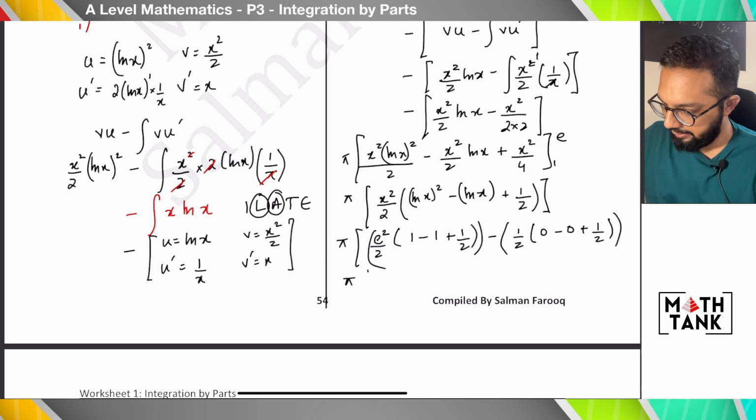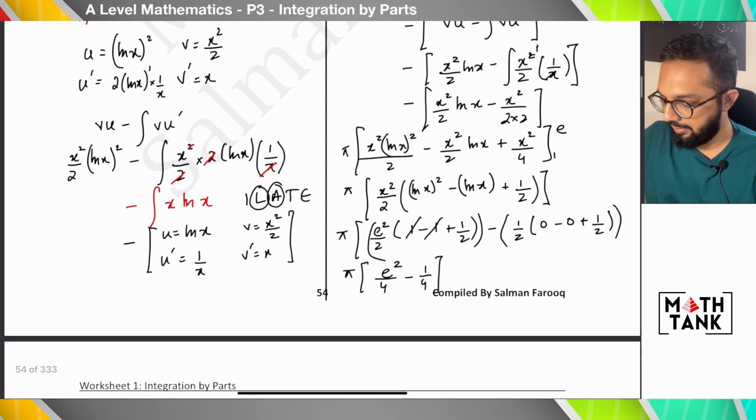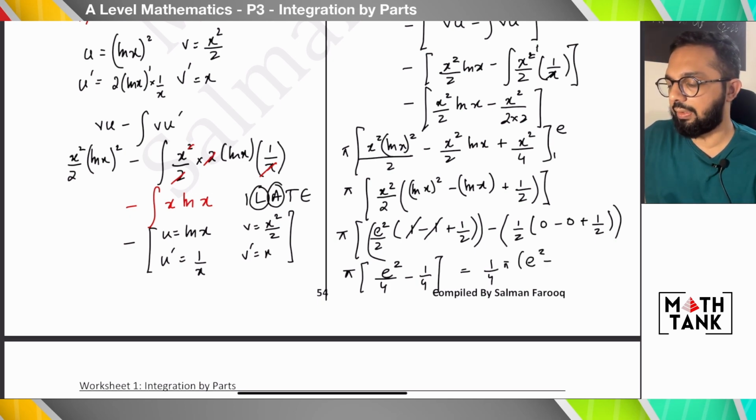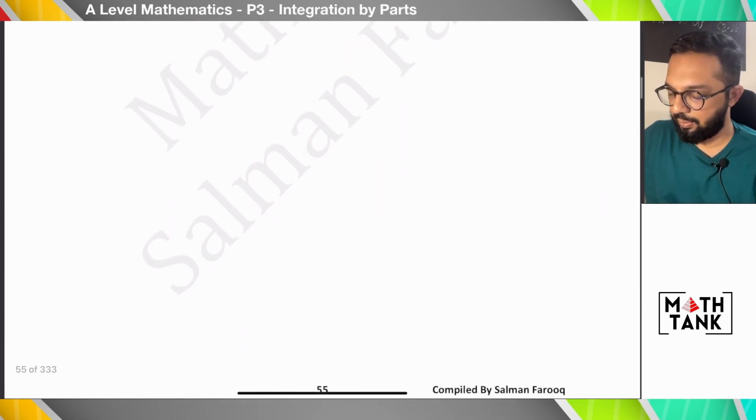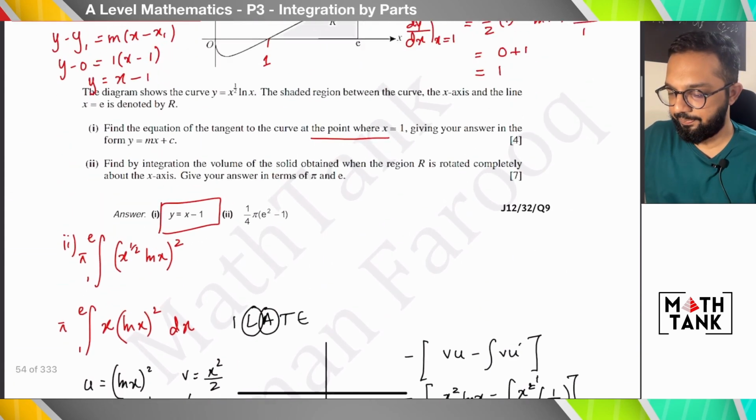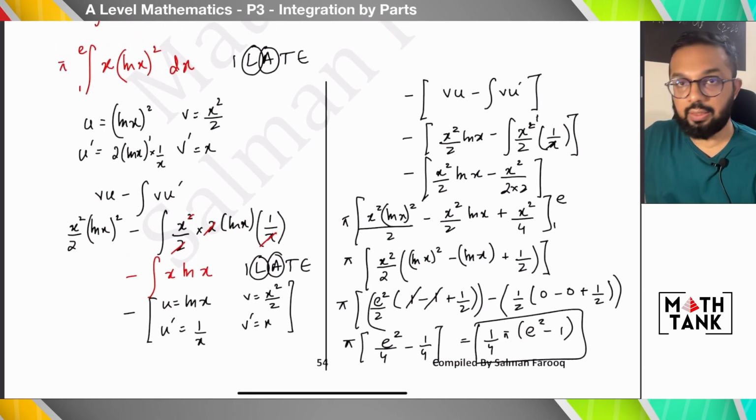So I get, this cancels out, I get e squared over 4 minus 1/4. Is that the answer that I was getting to? Yes. So 1/4 pi (e squared minus 1). That's my final answer. Although there's more space on the next page, if you're doing this, you can use the next page as well. Okay, so that is the final answer.